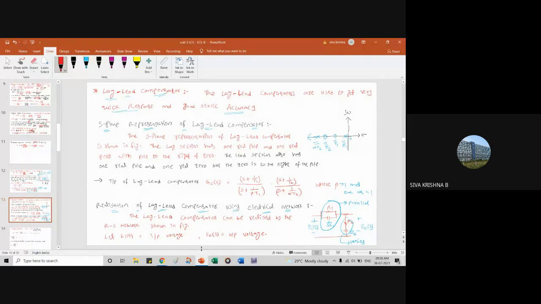Parallel network is there and series network is there. Output equals to input into this series by equivalent resistance, series plus parallel.